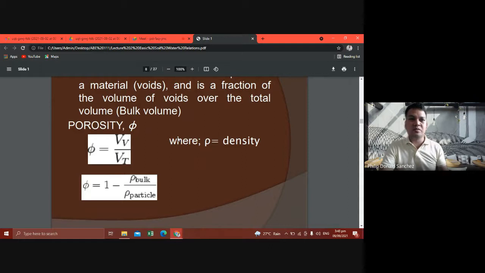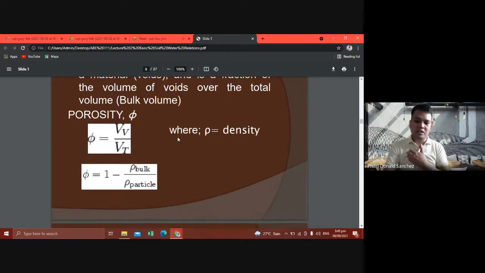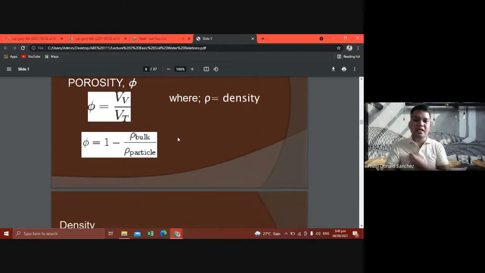That's how we also measure the porosity, or the porous part that makes it bulk. So you just subtract the ratio, because you will always get less than one. For example, the bulk density is 0.5 and the particle density is 0.9 or 1. So the ratio is still lower than 1 or 100%, and you can still get the porosity value. Here, rho is density, so it is in terms of density.